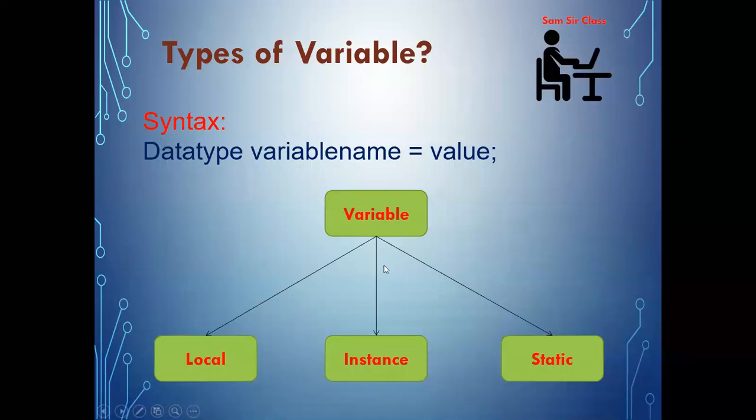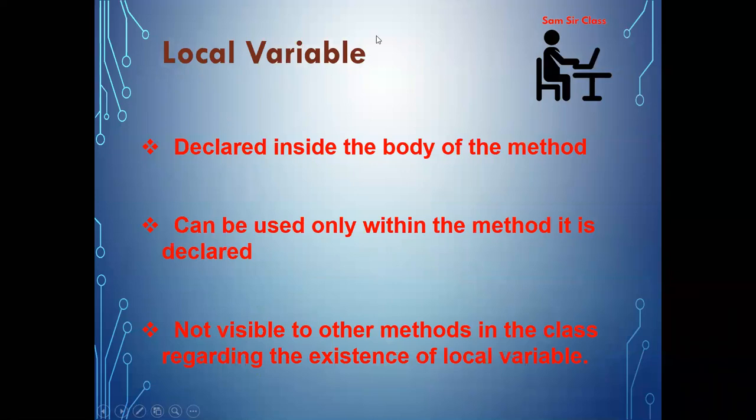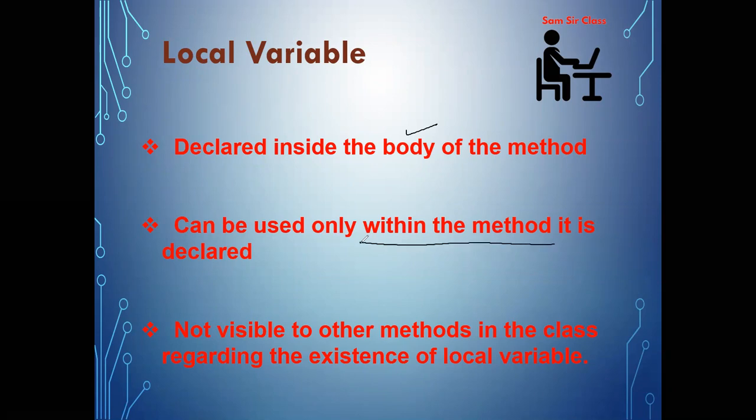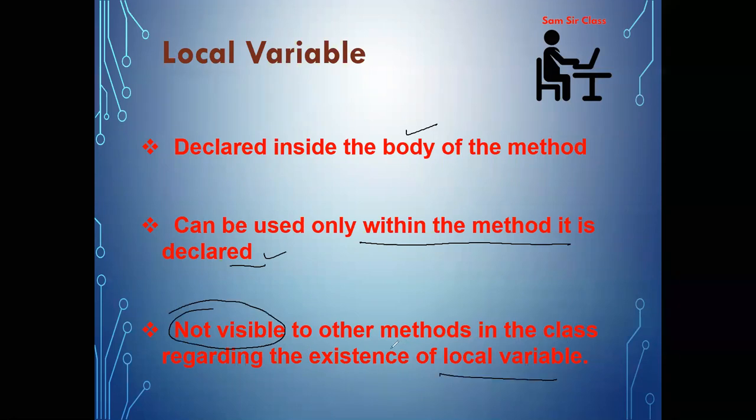So this is the overall idea of the use of the individual variables. Clear? Now let's discuss it theoretically. A local variable is declared inside the body of the method. Obviously, it can be used only within the method it is declared. We have seen that whenever you access a local variable outside the method, you get an error message. Clear? It is not visible to other methods in the class; nobody knows about the existence of the local variable. Okay, so that is your local variable. Clear?